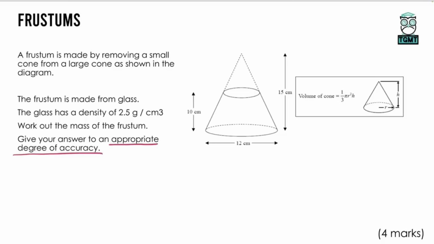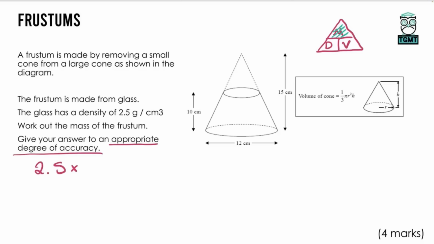So something like 1 decimal place maybe. So looking at this question then, can we get the volume of the frustum? Ultimately, it wants us to work out the mass. So we need to think about our density formula again. Density is equal to mass divided by volume. To get the mass, we need to do the density multiplied by the volume. We are given the density, so we'll just need to do 2.5 multiplied by whatever the volume is. So we'll leave that there and we'll come back to it.